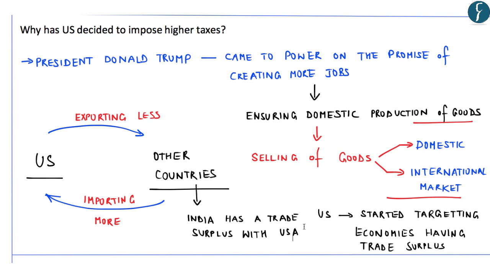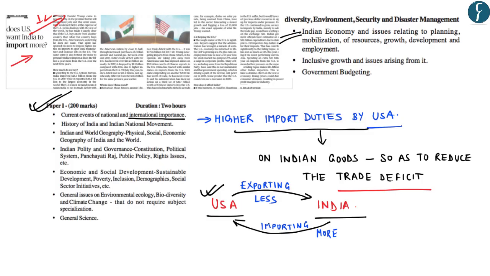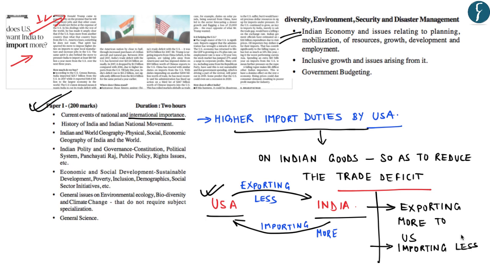And hence, the United States has pressurized India to import at least $10 billion a year, as it will help in reducing the trade surplus which India currently enjoys with the United States. So as mentioned earlier, the United States is exporting less to India and importing more. In other words, it also means that India is exporting more to the United States and vice versa, that is importing less from the United States. Hence, for India, it's a trade surplus, whereas for the US, it's a trade deficit.